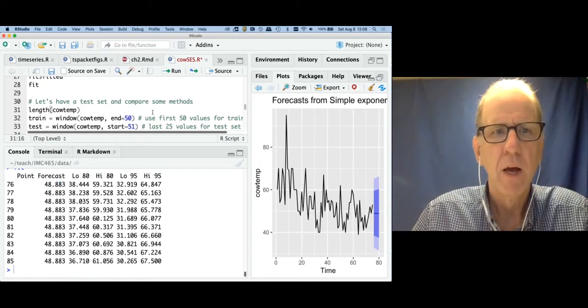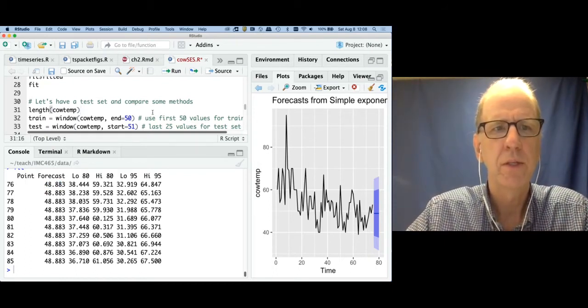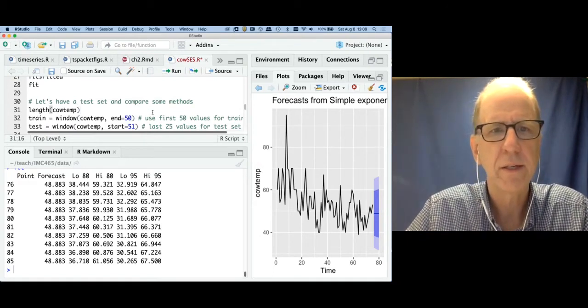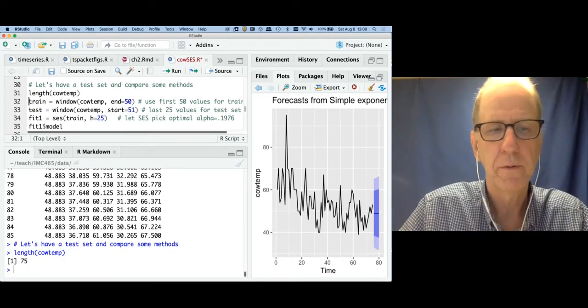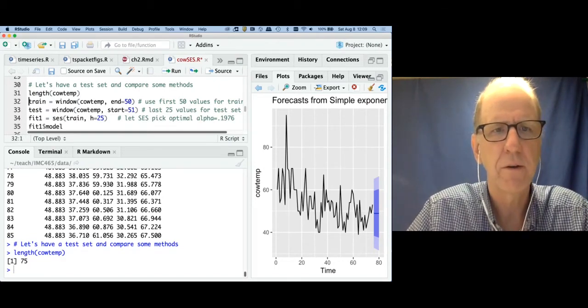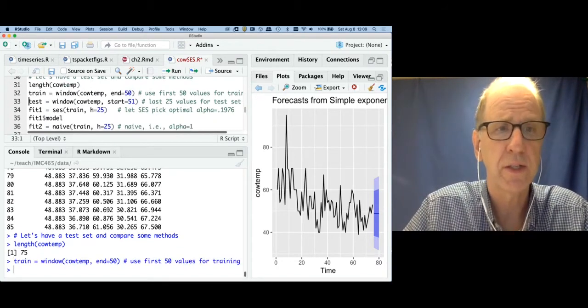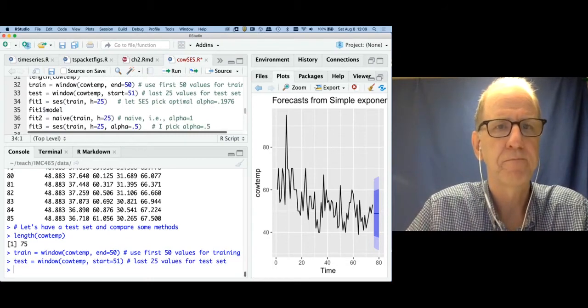The last thing I want to do with this example is to have a test and a training set and compare a few methods. So you're going to see we have a time series of length 75. I just decided to use the first 50 observations as a training set. We'll use the last 25 as a test set.